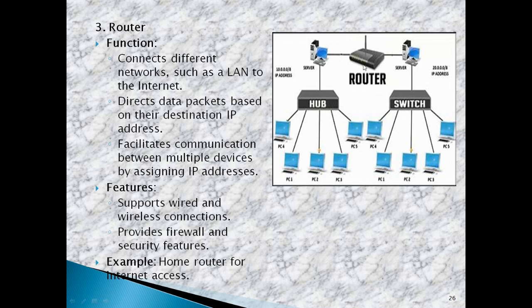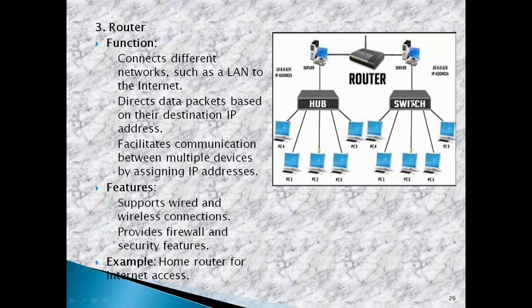Now, what's the other advantage of a router? It directs data packets based on their destination IP addresses. What does that mean? Let me read the next one so you can understand it more. It facilitates communication between multiple devices by assigning IP addresses. What is an IP address? IP address means Internet Protocol address. The router assigns different addresses to each of the components on the network.